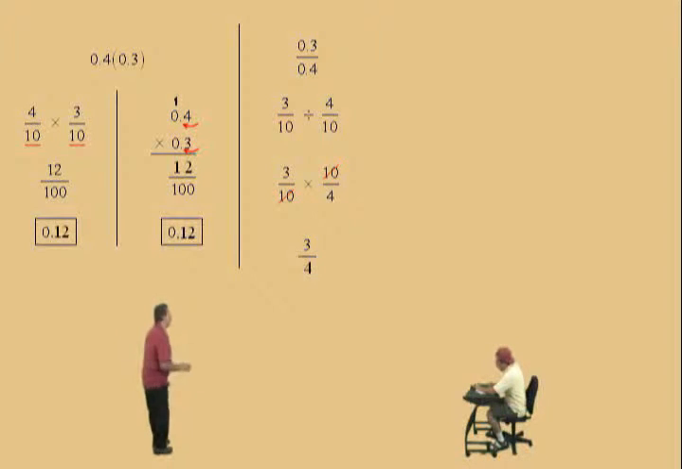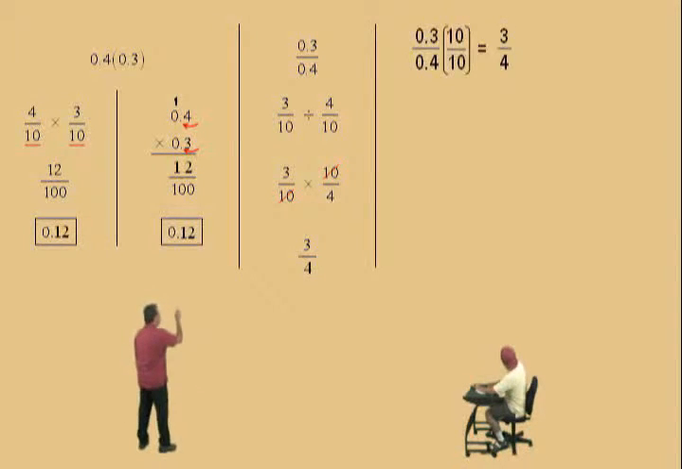Now, I'm going to show you right here. Watch. We're going to make it a little bit larger, and notice 3/10 divided by 4/10. If you multiply top and bottom by 10, 3/10 times 10 is 3. 4/10 times 10 is 4. So 3/10 divided by 4/10 is the same as 3/4, right?